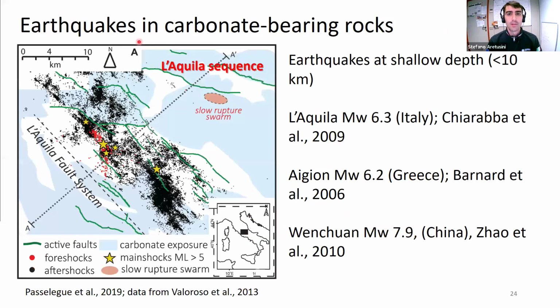In particular, in carbonate-bearing rocks, earthquakes are widespread, especially in central Italy. In this case, we have the example of the L'Aquila sequence in 2009, but there is also the more recent sequence, 2016 and 17, a bit northern with respect to this area in this image. There are also examples in Greece, in the Aegean earthquake, and in China, in the Wenchuan earthquake, especially in the northern part of the Yingxiu-Beichuan fault system. And these earthquakes are quite peculiar because they nucleate at shallow depth with respect to other earthquakes.